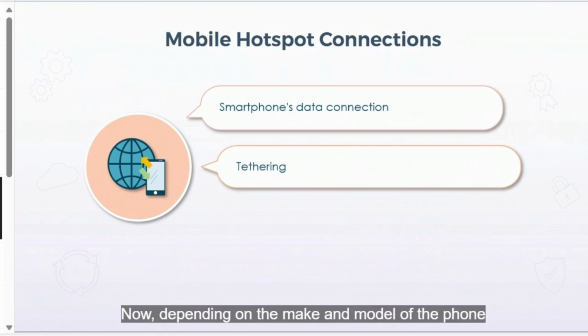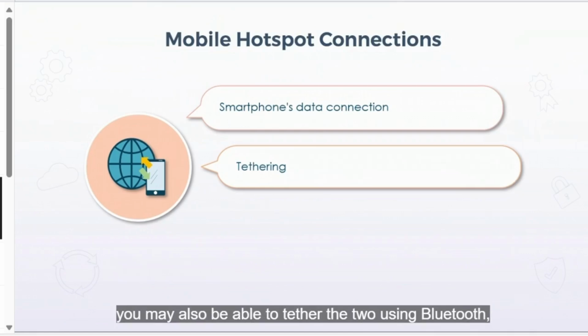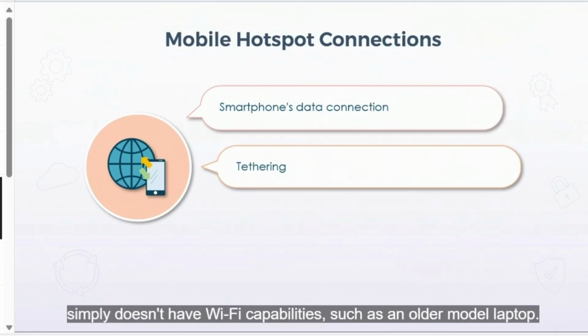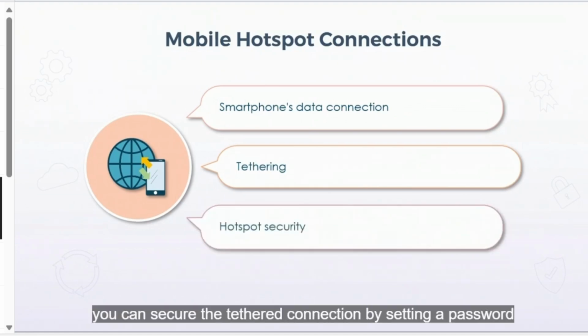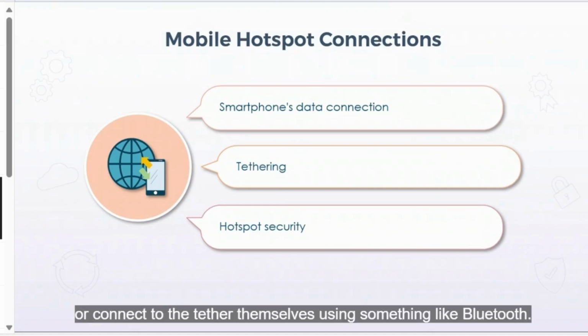Now, depending on the make and model of the phone and the capabilities of your laptop, you may also be able to tether the two using Bluetooth. Or, even if you are using the cable to tether, your smartphone may be connecting to the internet over an available Wi-Fi hotspot instead of its cellular data connection, and the device to which you're tethering simply doesn't have Wi-Fi capabilities, such as an older model laptop. But in either case, you can secure the tethered connection by setting a password so that other devices nearby or those on the same Wi-Fi network can't gain access to the tethered device through your mobile device or connect to the tether themselves using something like Bluetooth.